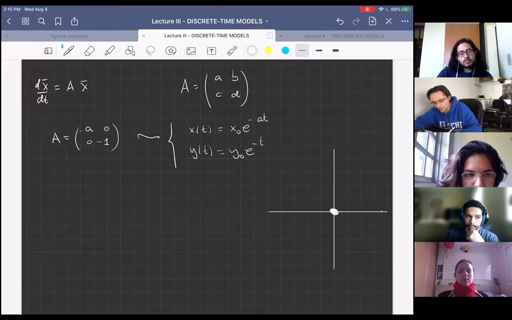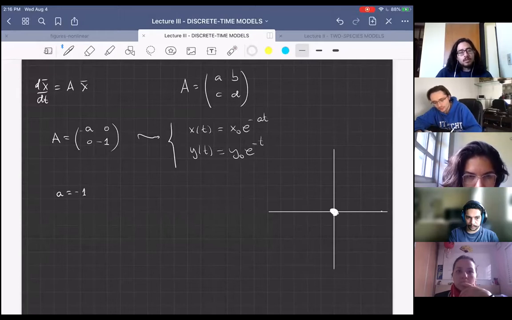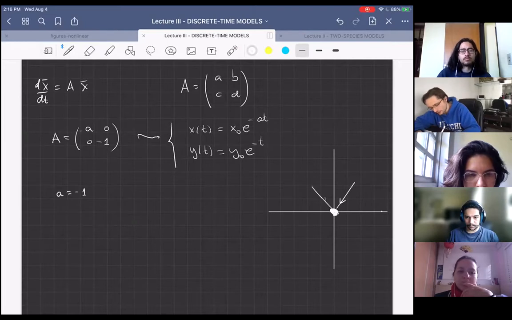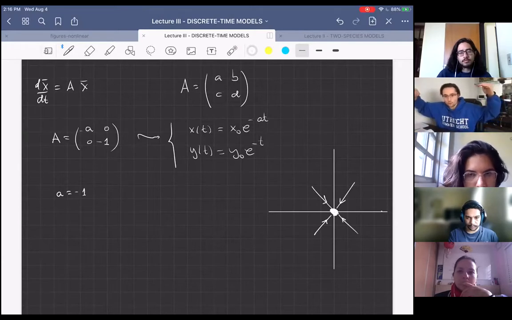But now, because of this decoupling, I can build a lot of intuition. And please let me know if this is not clear for any of you. Let's take the easiest case: A is going to be equal to -1. This means that the solution in x and the solution in y are identical. So when t goes to infinity, I will always approach the fixed point in a direction where both components x and y have the same velocity.